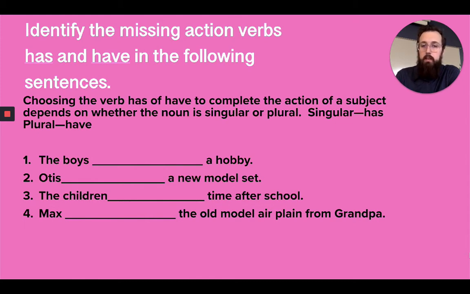Otis blank a new model set. Otis has a new model set. Otis have a new model set. Which one makes sense? Yeah, Otis has a new model set. We notice in these first 2, boys was plural, so it's have. Otis is singular, so it's has. Let's look at the next 2.